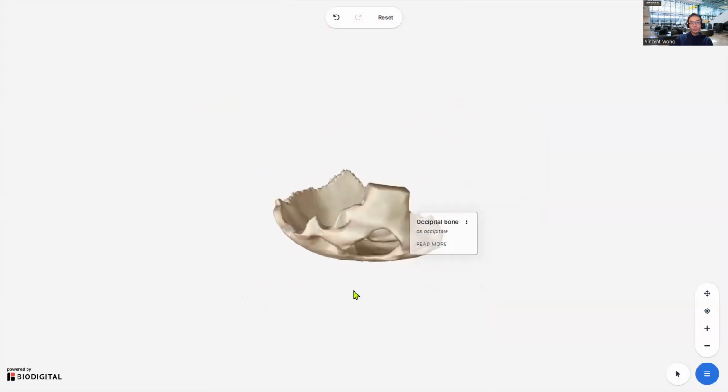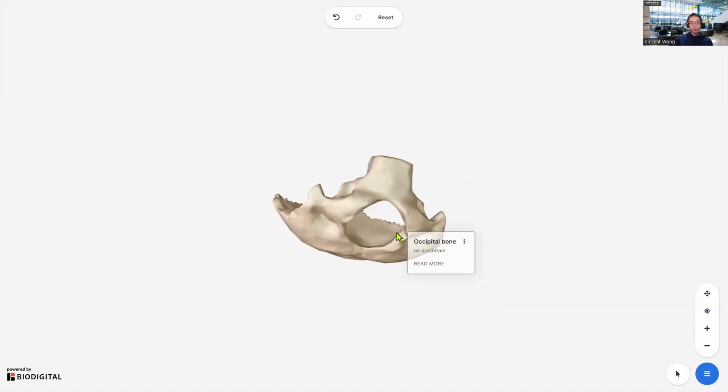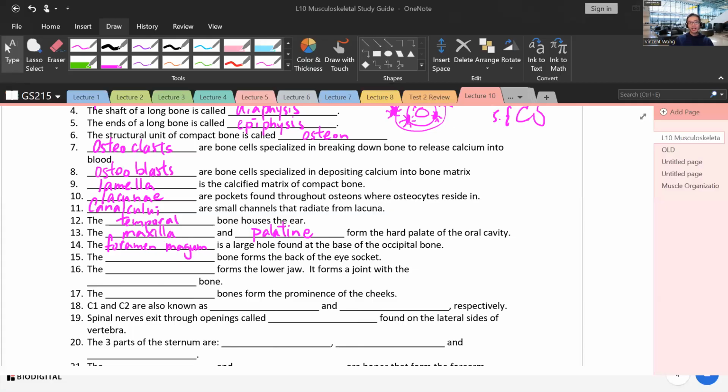Okay, and on the lateral side of the foramen magnum, you can see there are these round knobs, right? So those will sit right in the grooves of your C1, and it allows you to nod the head. Okay, atlas axis allow you to shake the head. These round knobs will form a joint with your C1 to allow you to nod the head.